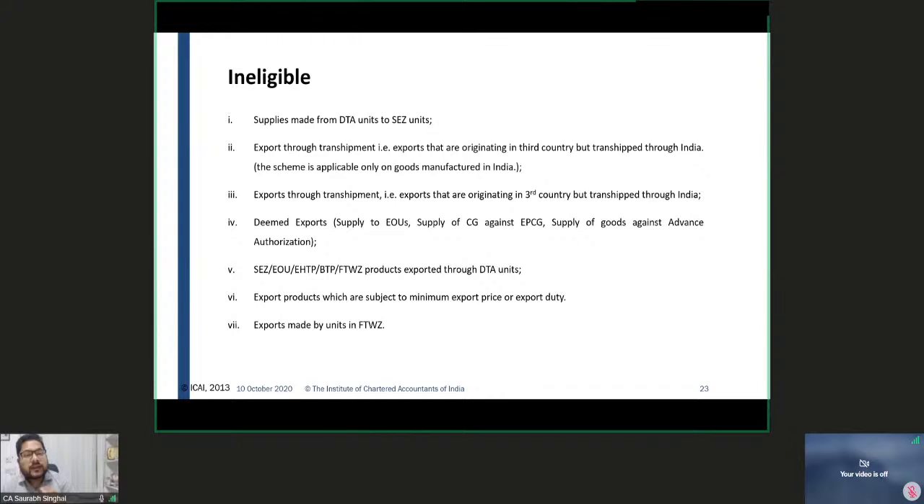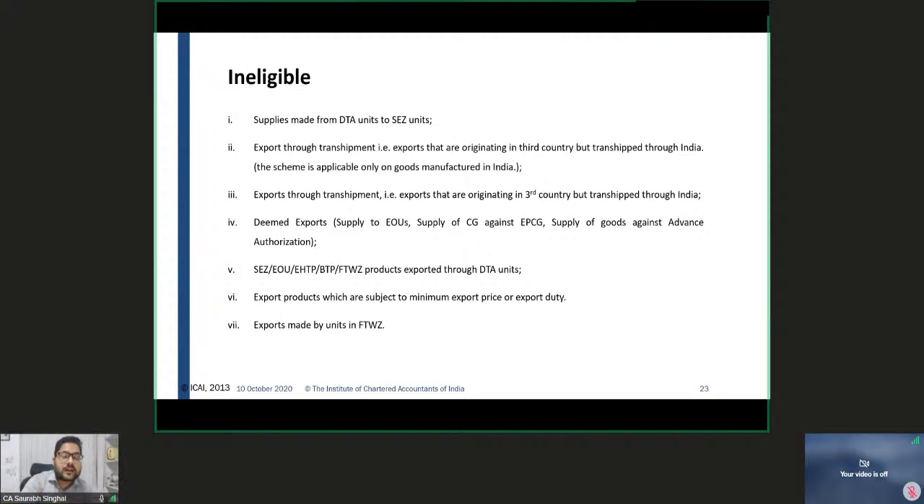Now, what are the ineligible categories for MEIS? What all types of exports, goods or transactions are ineligible under MEIS? If somebody makes a supply from DTA to SEZ, we refer to this type of export under drawback also, wherein under sections 74 and 75, one allowed drawback for exports to SEZ, one did not allow. Similarly, for MEIS, they say if you are supplying goods to SEZ, it shall not be deemed to be export for the purpose of the MEIS scheme. You will not get this reward.